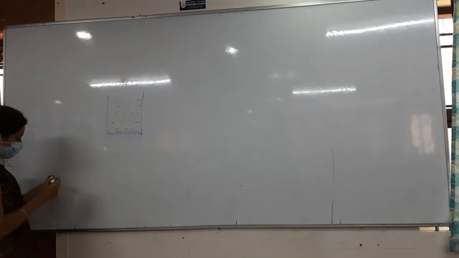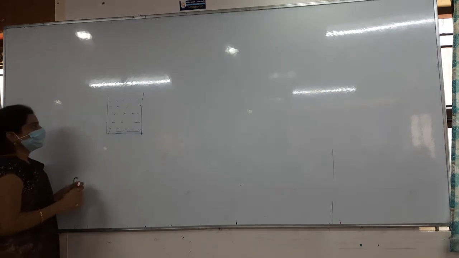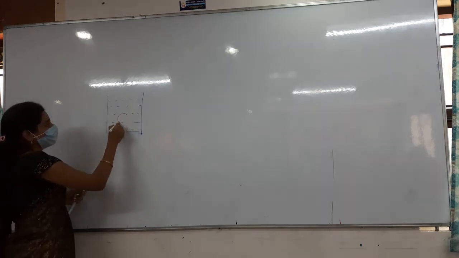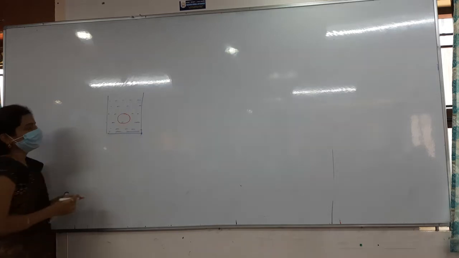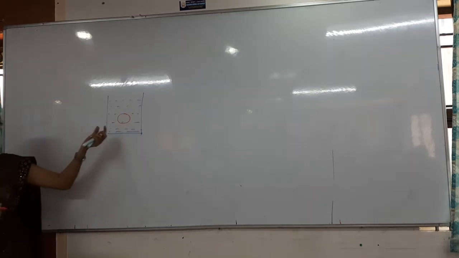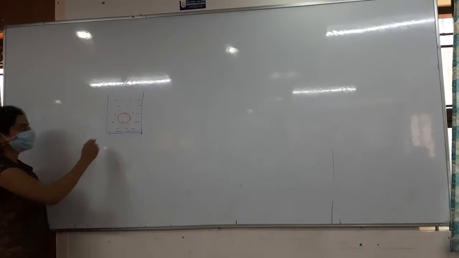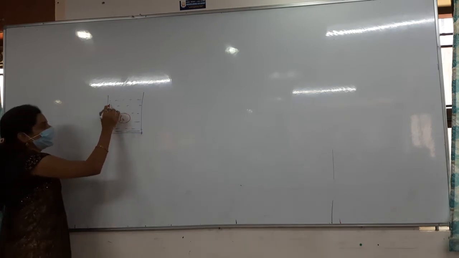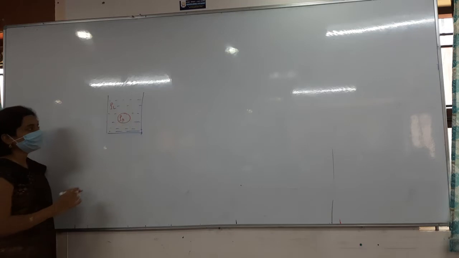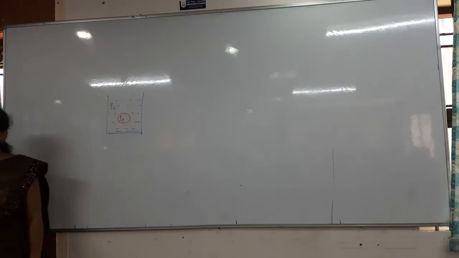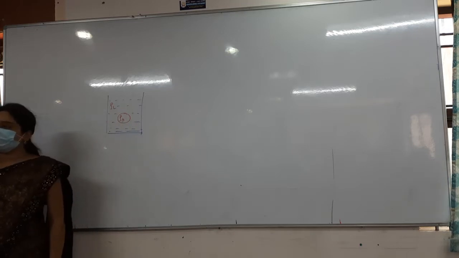So in a non-viscous fluid, I have taken a body of some volume, let us consider VB. Now this density is the density of the substance, and here is the density of the liquid, whatever we have considered. Now in that, whenever you are taking the same body from the air to water, what happens? Its apparent weight will decrease.